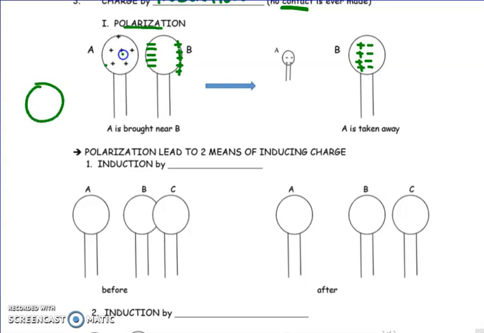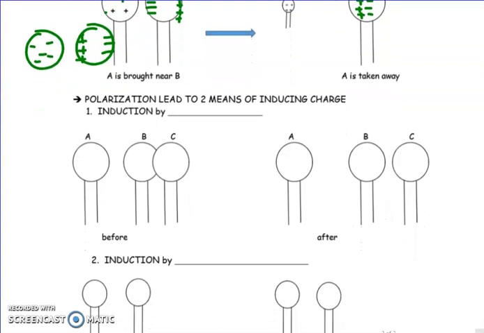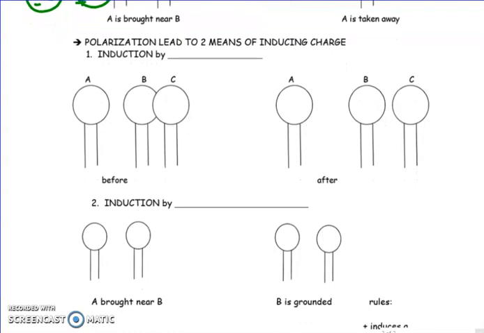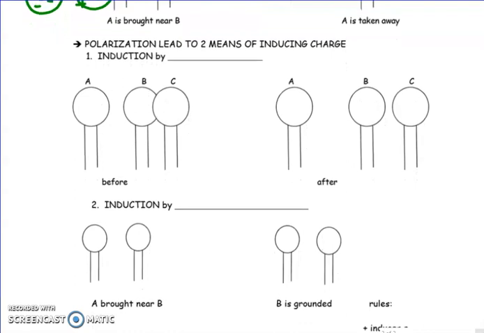And conversely, if I have something that's negatively charged and I bring it to a neutral object, then the negatives will be pushed away, leaving the left side positive. That's polarization. Now let's see how we can actually charge something. There's two ways of doing it. One is pretty simple, the other is more complicated.